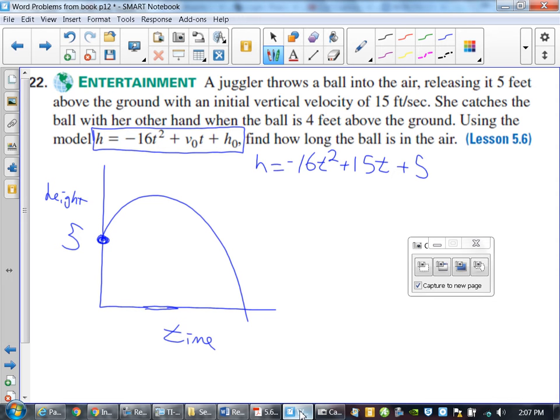Now, the problem says she catches the ball with the other hand, so it starts at 5, and she catches it at 4. Starts at 5. So we're looking at when does it get to here at 4. The time that you're trying to account for is this value here.